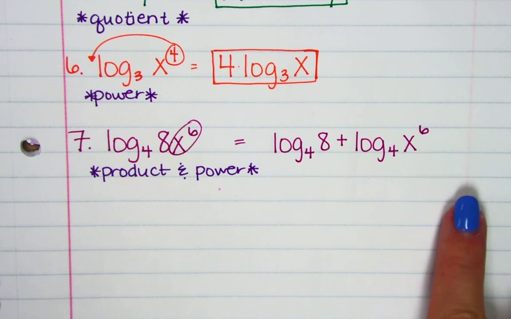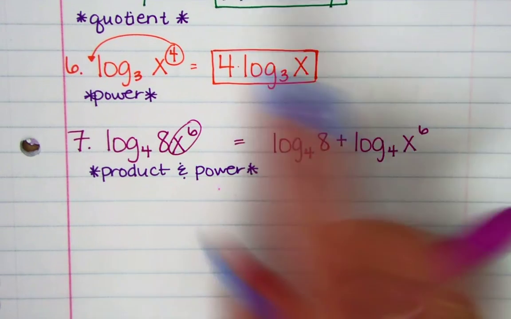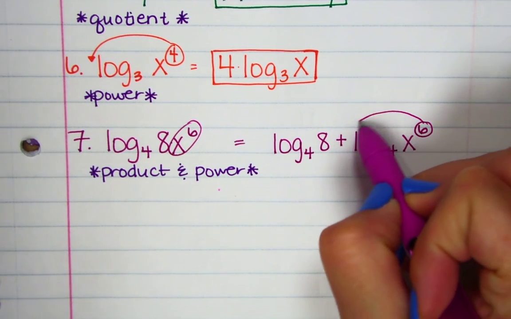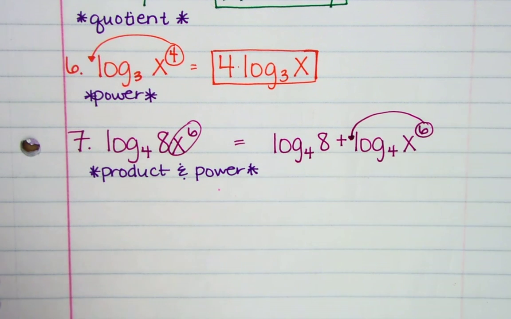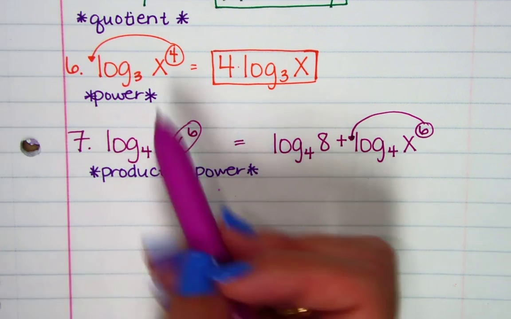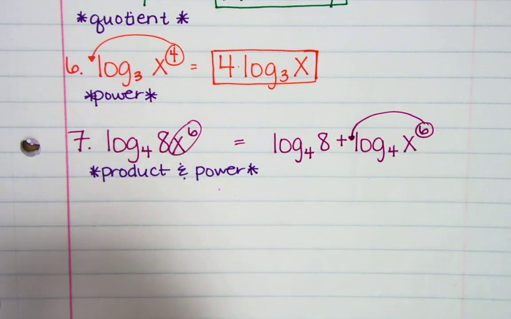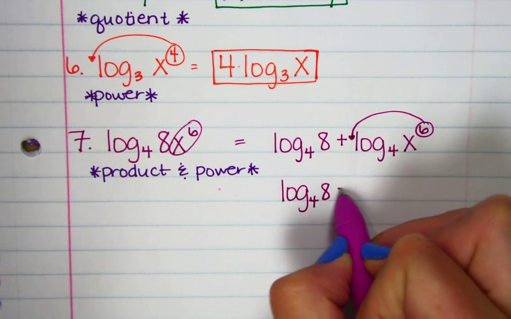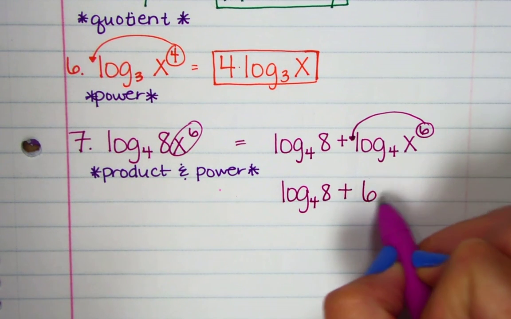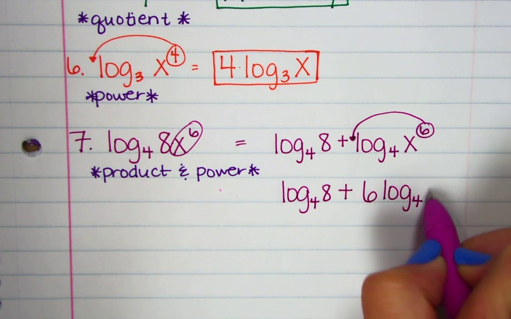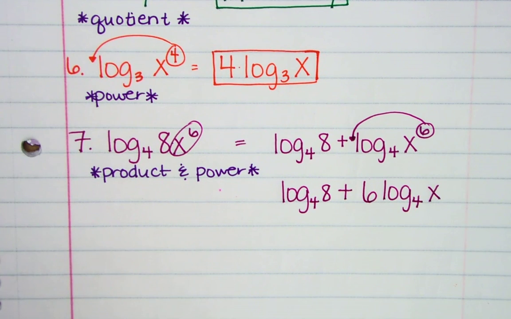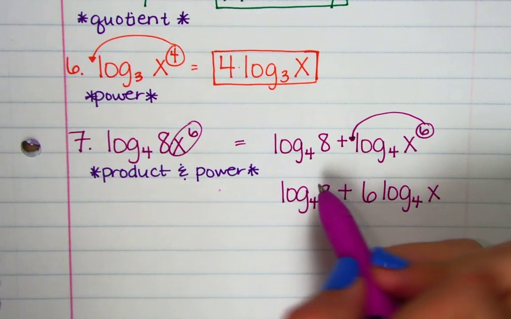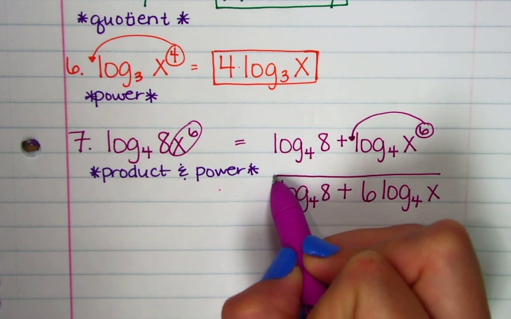So when I move my power out in front of the log, like we did on number 6, it only goes in front of the log that it goes with. It doesn't go in front of the 8 as well, because it's not part of that. That x to the 6th power is just one thing. So log base 4 of 8 stays the same, plus 6 log base 4 of x. The 6 only goes in front of the one that it needs to go in front of.